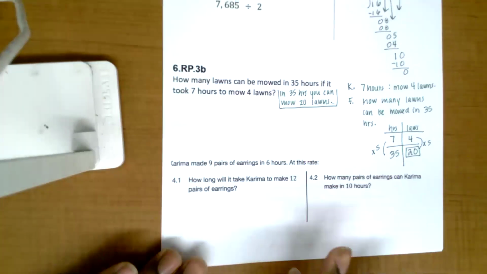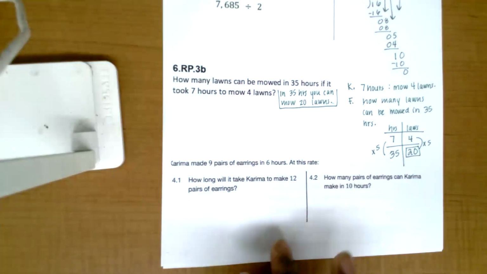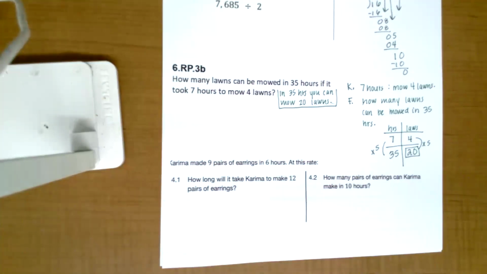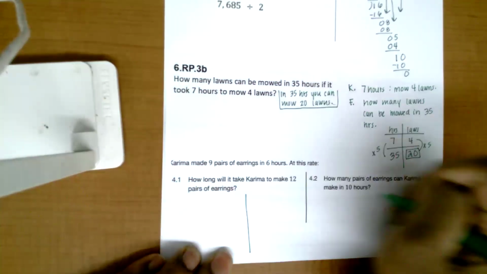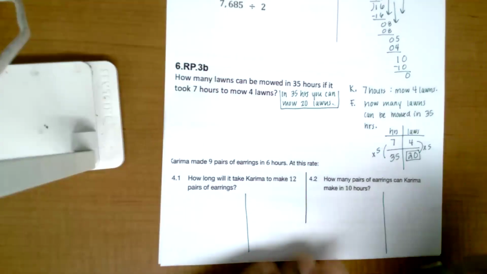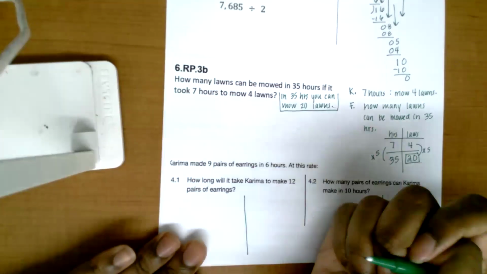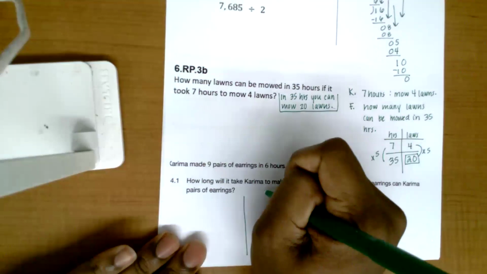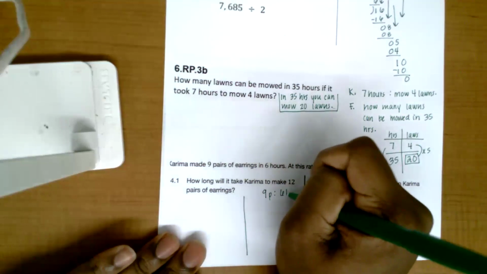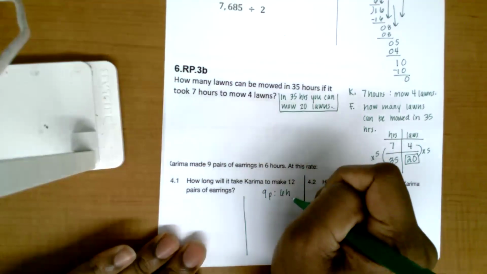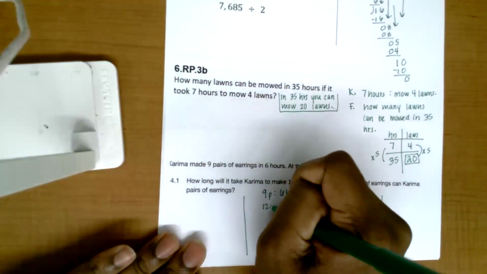Great. Let's look at this. I'm bringing this back because we have a quiz tomorrow and it's going to be on unit rate. So, Karma made 9 pairs of earrings in 6 hours. On the right side would be my way, on the left side should be your way. So what do you know? I know that 9 pairs, 6 hours. I'm trying to find 12 pairs.